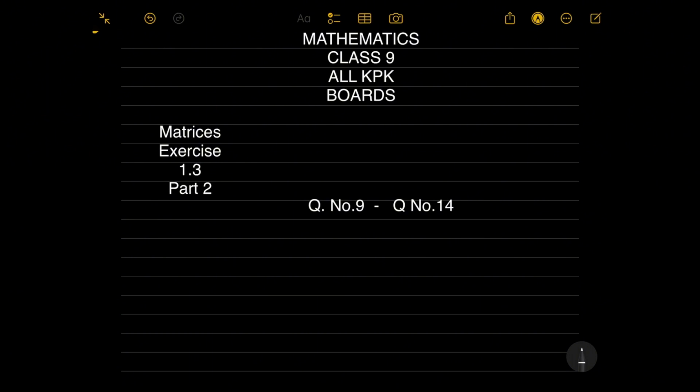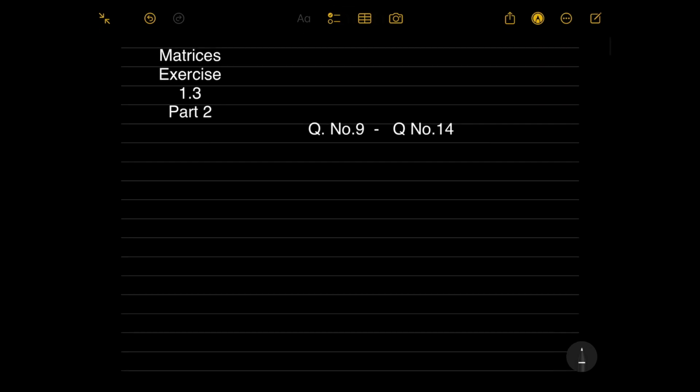We've already done part 1 for this exercise, and today we are going to do part 2. Part 2 includes question number 9 to question number 14. Before entering the exercise, we need to understand a few properties. There are two properties used in this part of the exercise.